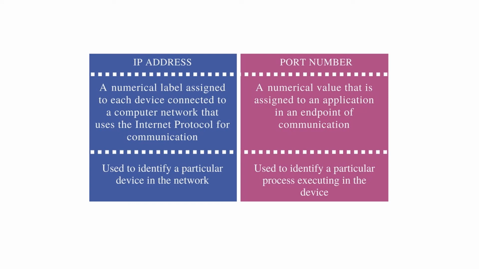Based on the inputs about the IP address and port number, we can precisely form the difference between the IP address and the port number. An IP address is a numerical label assigned to each device connected to a computer network that uses the Internet Protocol for communication, whereas a port number is a numerical value that is assigned to an application in an endpoint of communication. The IP address is used to identify a particular device in the network. The port number is used to identify a particular process executing in the device.